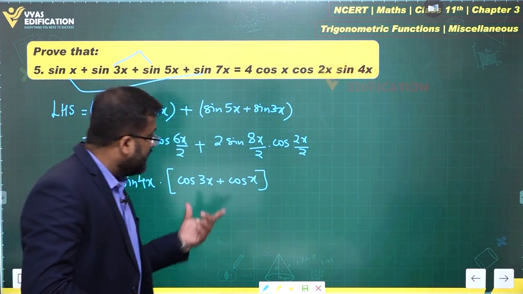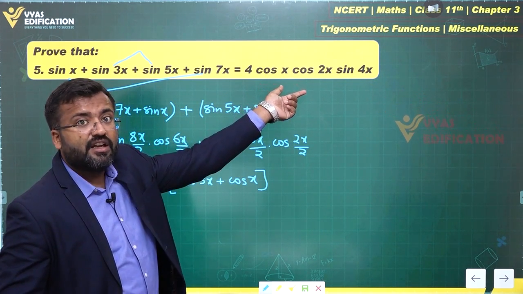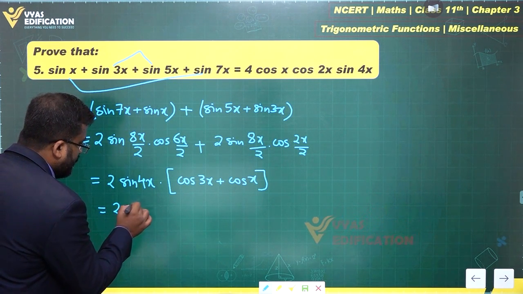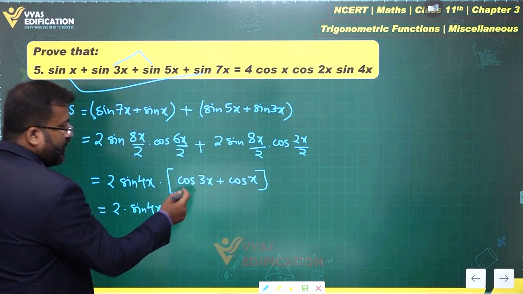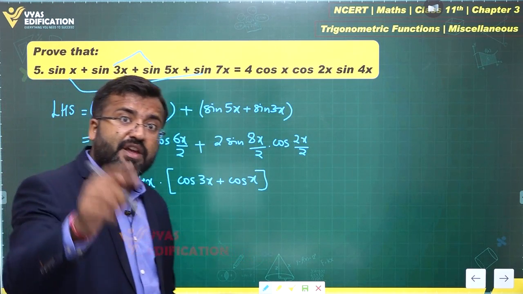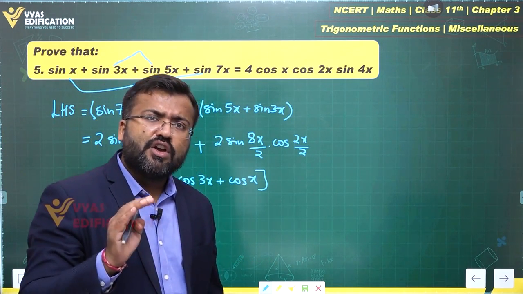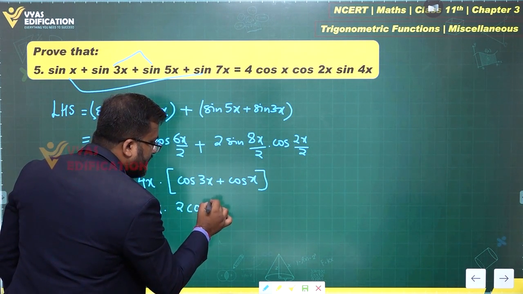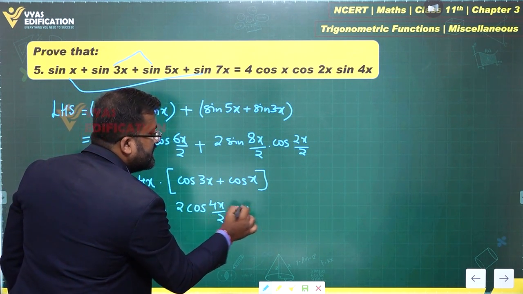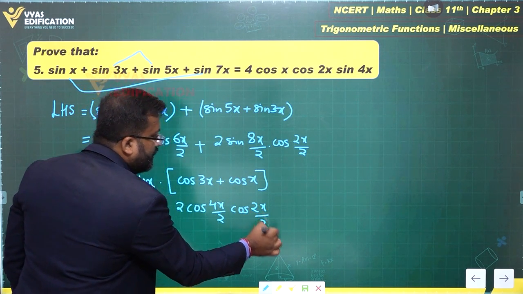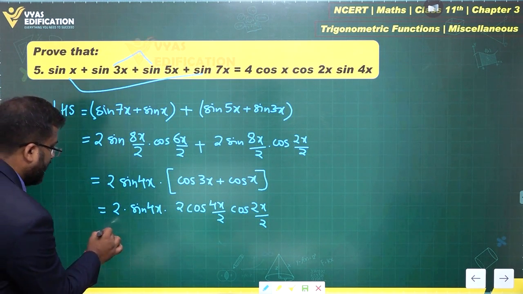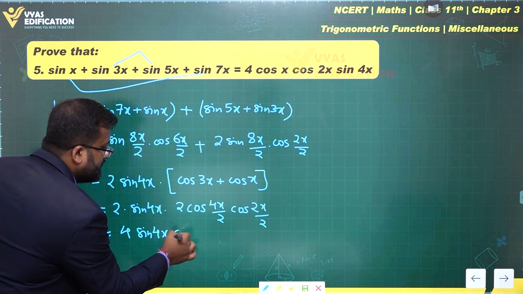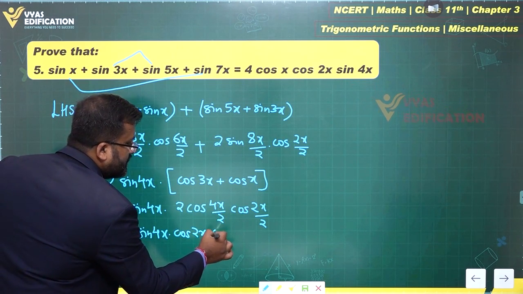Again we can apply transformation on this because there is no plus sign over there, right? We'll have to convert this also into product form. Let's do it. This is 2 sin 4x. Cos C plus cos D will be 2 cos of C plus D by 2 cos of C minus D by 2. And what does this simplify into? 2 into 2 is 4. This is sin 4x, this is cos 2x and this is cos x.